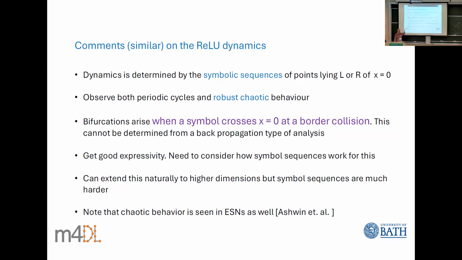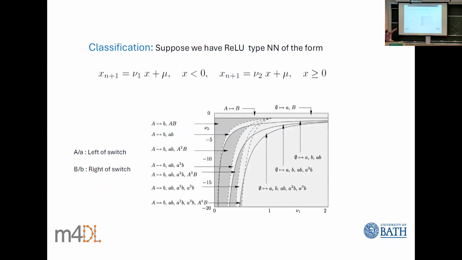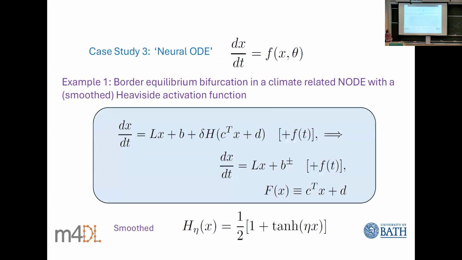All of this works in higher dimensions, although it gets much more complicated. Some of the kind of behavior is not unlike that which Ashwin and his group found for the ESNs. Okay, so it's kind of a fascinating story that we're beginning to see because of this. So that is these sort of maps, and then again you can classify, these are the symbol sequences, the different sort of things that you get. So we've got a degree of understanding of what you might get.